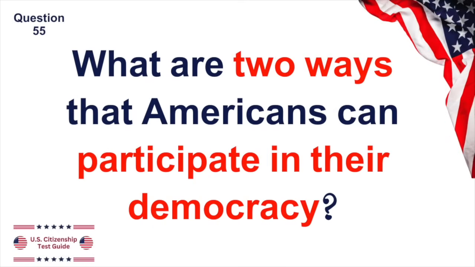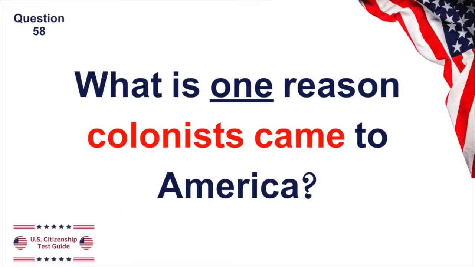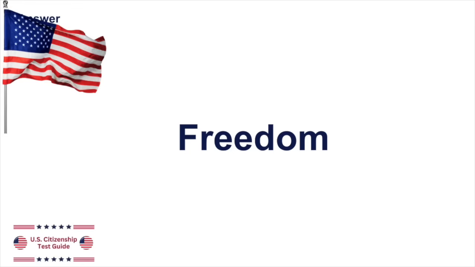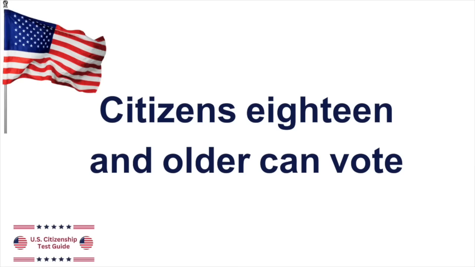What are two ways that Americans can participate in their democracy? Vote. Join a political party. What is one reason colonists came to America? Freedom. There are 4 amendments to the Constitution about who can vote. Describe one of them. Citizens 18 and older can vote.